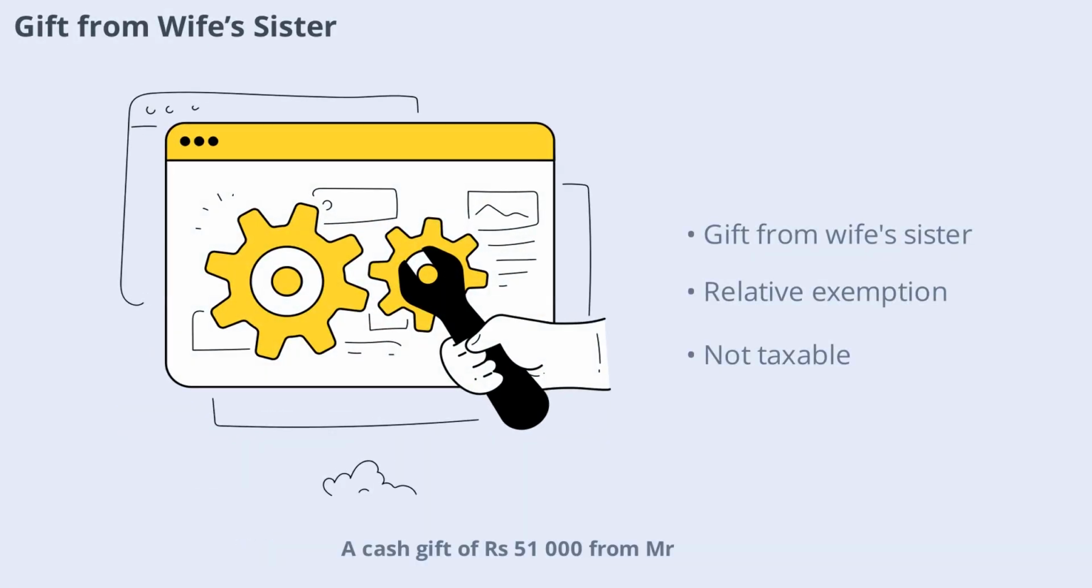A cash gift of Rs. 51,000 from Mr. A's wife's sister on a house opening ceremony is exempt, as the wife's sister qualifies as a relative under the tax rules.